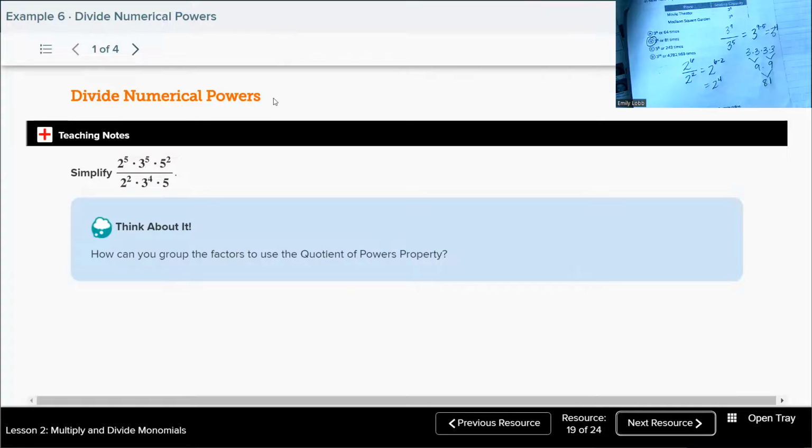So do you see how we have multiple bases now? With our product of powers, we had multiple bases too. And we're going to think about that very similarly. So we can group the factors, right? We can group the 2s, we can group the 3s, we can group the 5s.